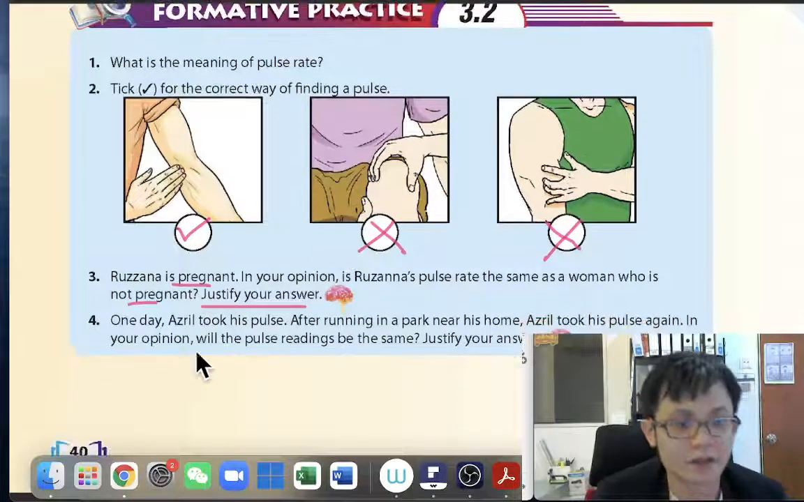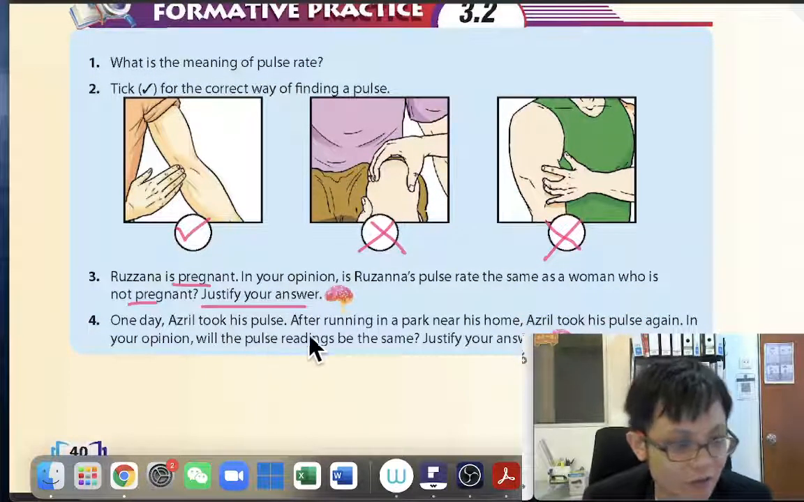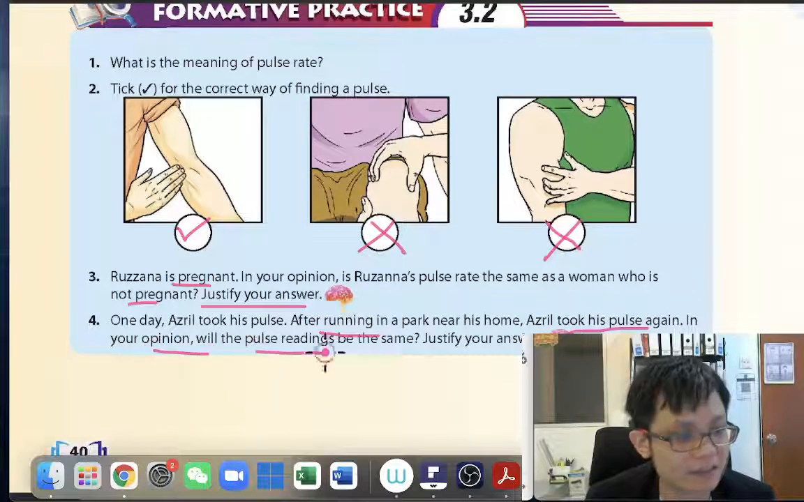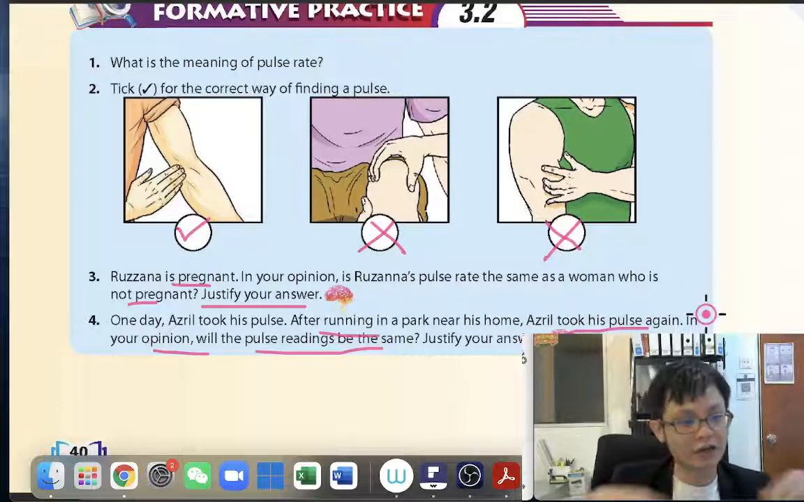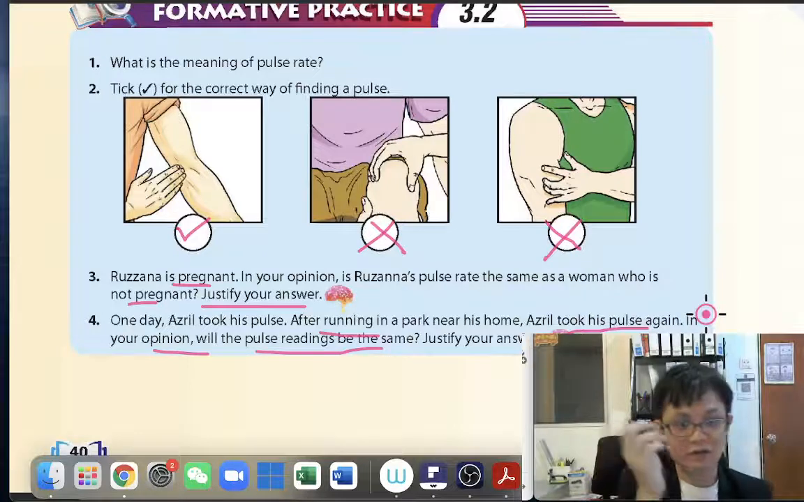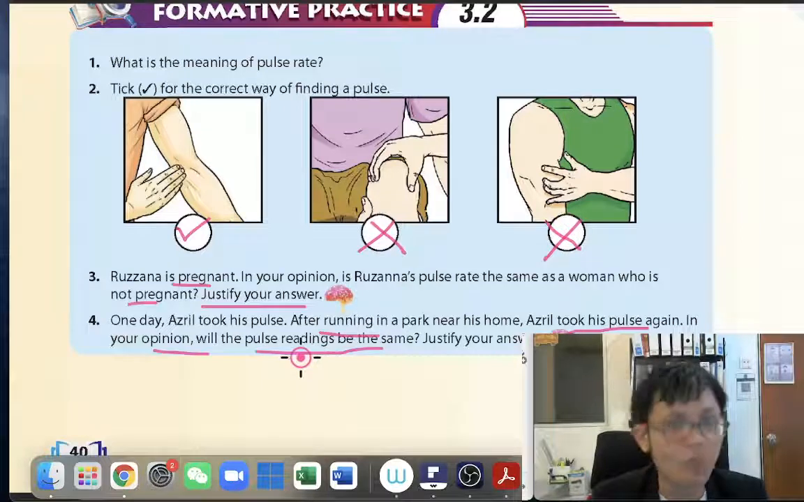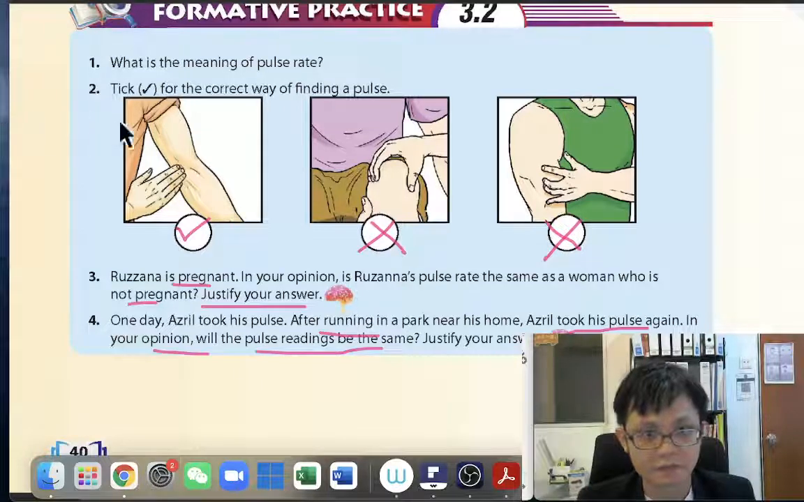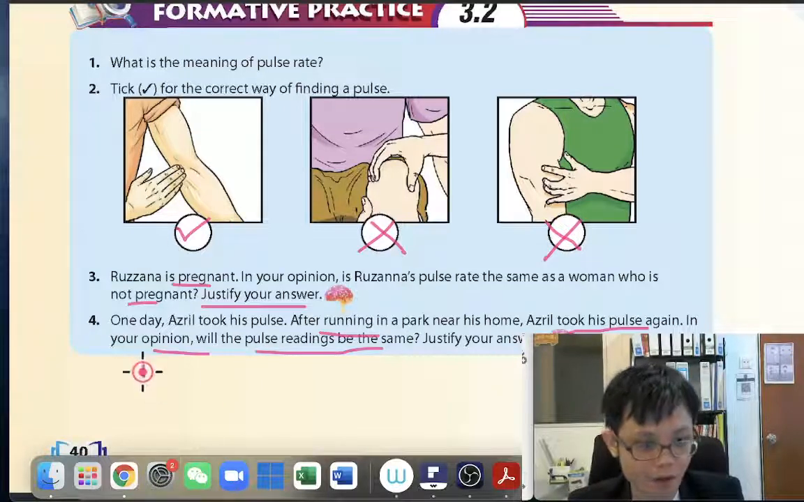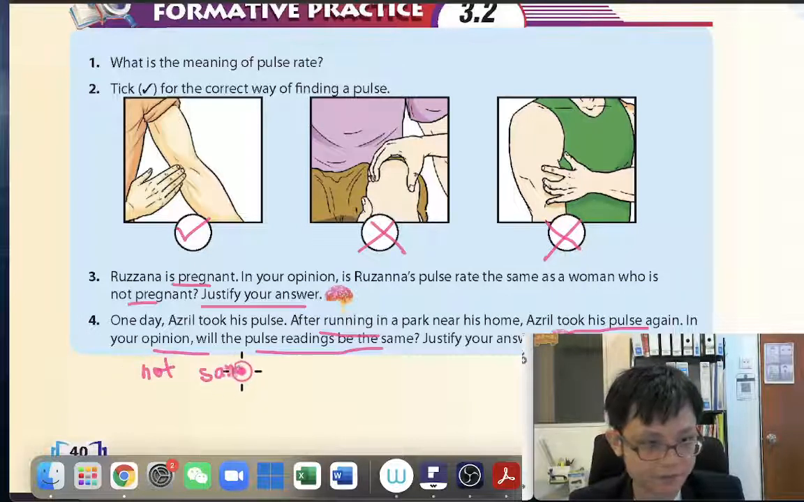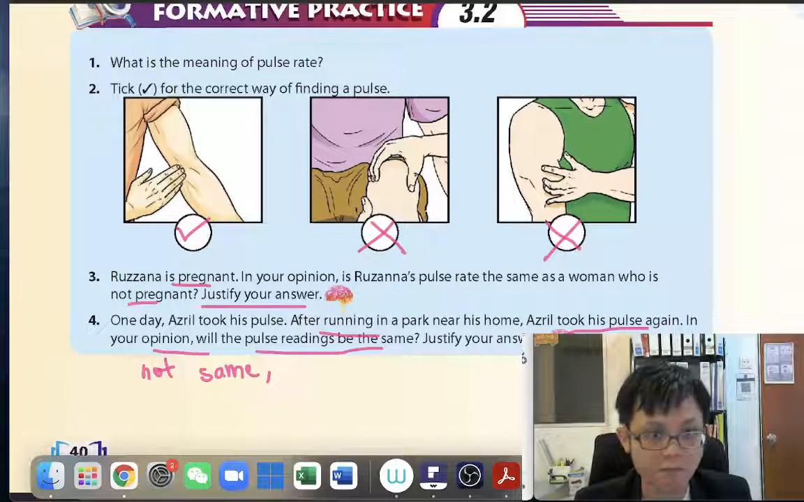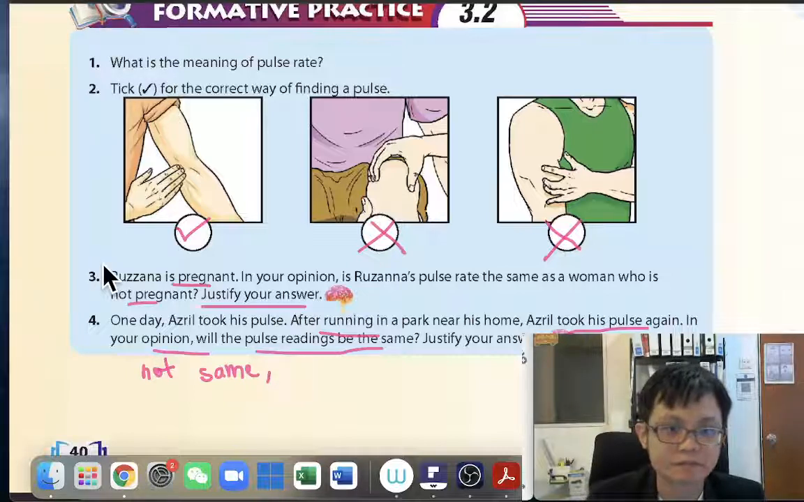Last question. One day Azriel took his pulse after running, then he took his pulse again. In your opinion, is the pulse rate the same? So he goes and runs, he takes the pulse, then after that he rests. Is it the same? Yes, no, and why? Not the same, why? Not the same. It will be higher. Yes, correct. After exercise, but you need to explain a bit lah.